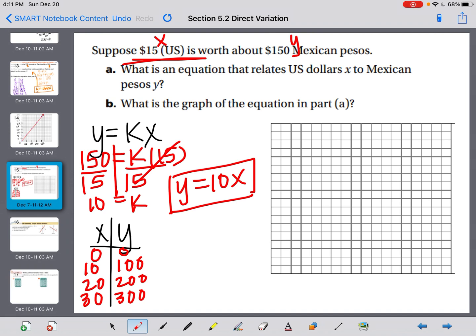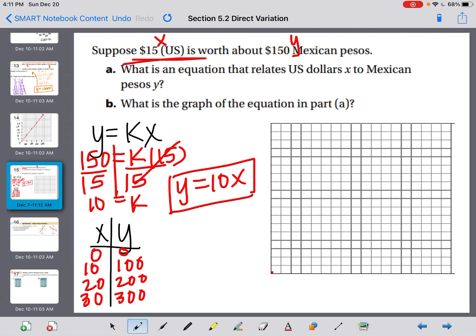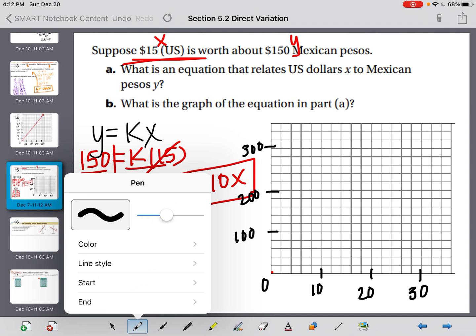Okay, so when we make our graph, over 0, up 0, maybe we should fill these numbers in first, huh? I'm going to go like this. This is a 0, this is a 10, 20, 30. 100, 200, 300. Okay, we'll put our dots in.